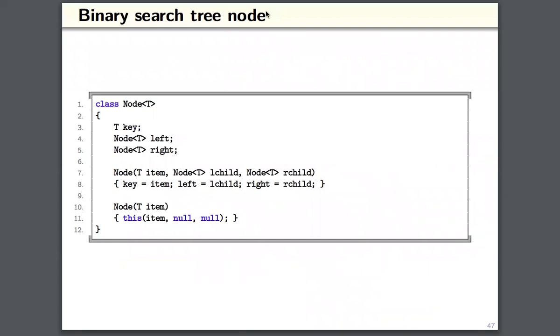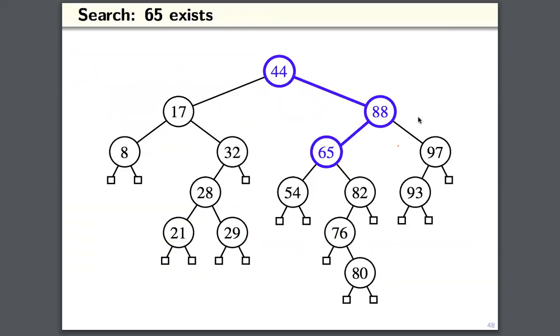So this is the node implemented as a class: key, left pointer, right pointer, and all these basics, initialization and so on. Now let's look at the search function. So how does the search function work? Suppose this is your binary search tree. You are searching for 65. And suppose 65 exists in the tree.